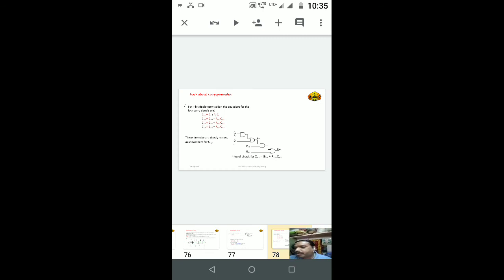Okay, if you want to perform the addition of BCD numbers, then you require 4 full adder circuits. So in that case, for the first full adder carry you put the value i equal to 1. For the second full adder carry, you put i equal to 2. Then for the third full adder i equal to 3, and lastly i equal to 4.